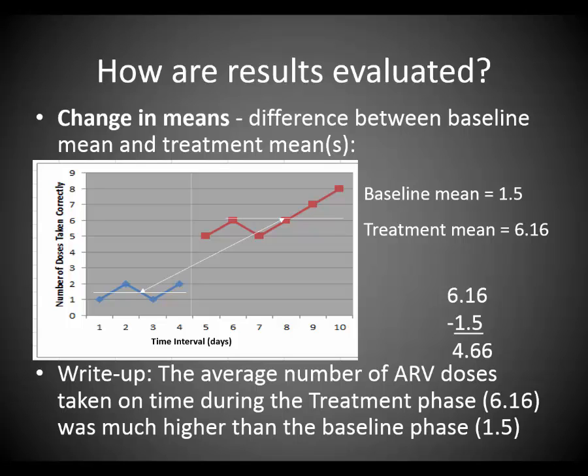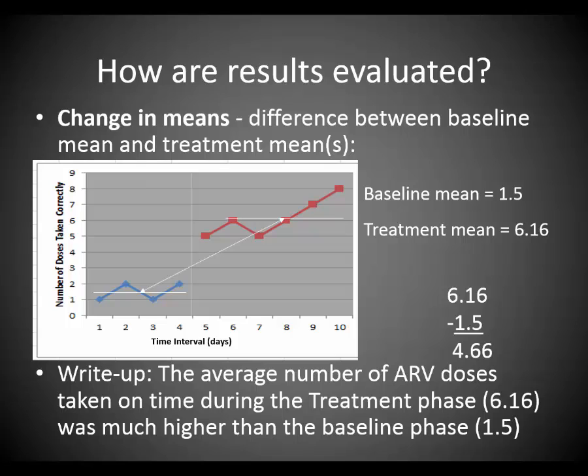Basically what we're looking at is the average number of doses taken correctly or on time every time during the baseline phase is 1.5. The average number of doses taken correctly during the treatment phase is 6.16, with an average difference of 4.66. So what we're seeing is quite a difference between the baseline and the treatment phase in average score.